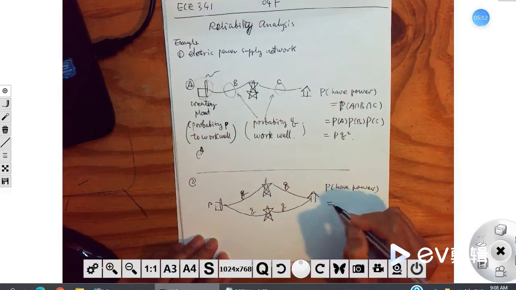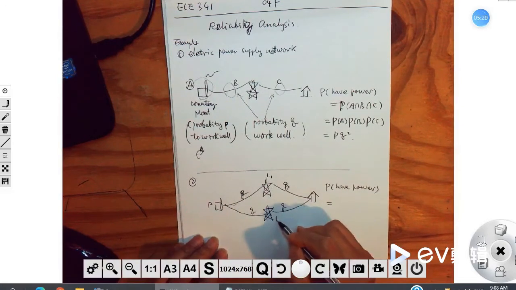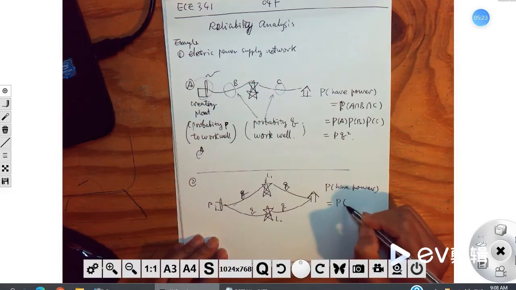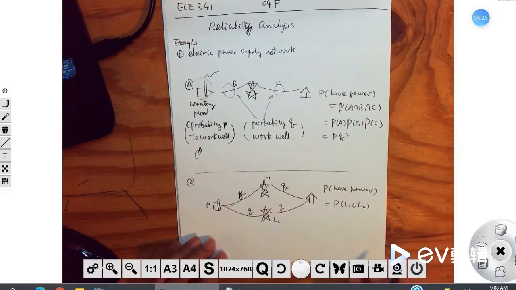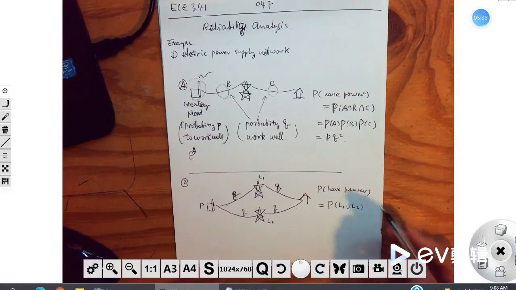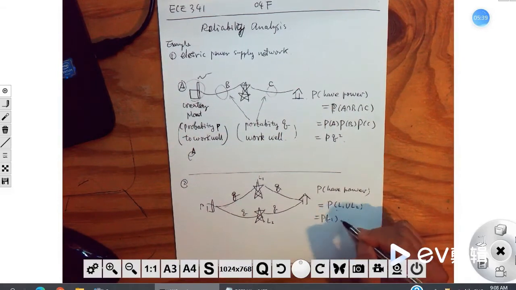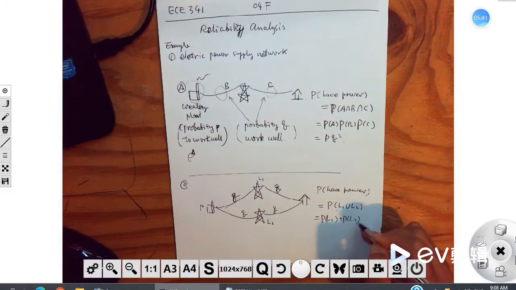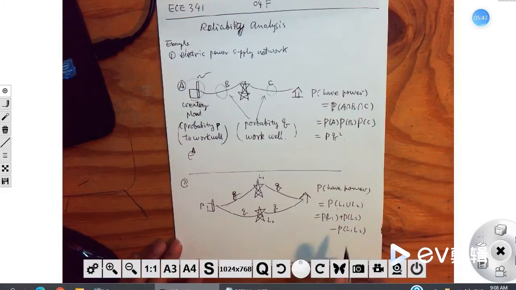Now you have two paths, so if either one works, it will be fine. Say this is path L1 and this is path L2. So this will be L1 union L2. To calculate this union, it is P(L1) plus P(L2) minus P(L1 intersection L2). We have this formula in the theorems part.